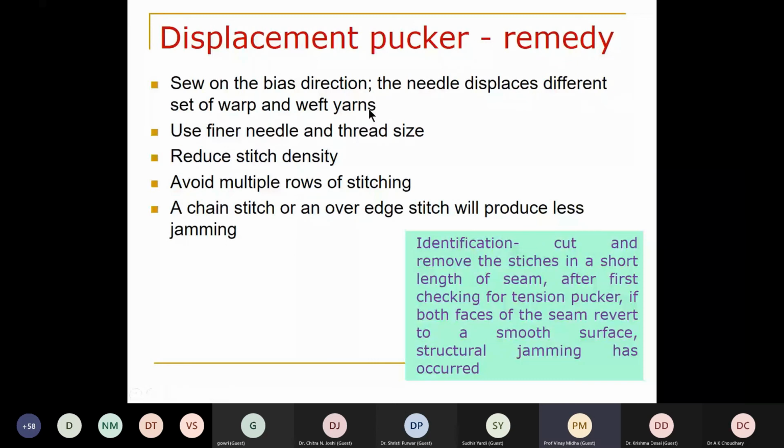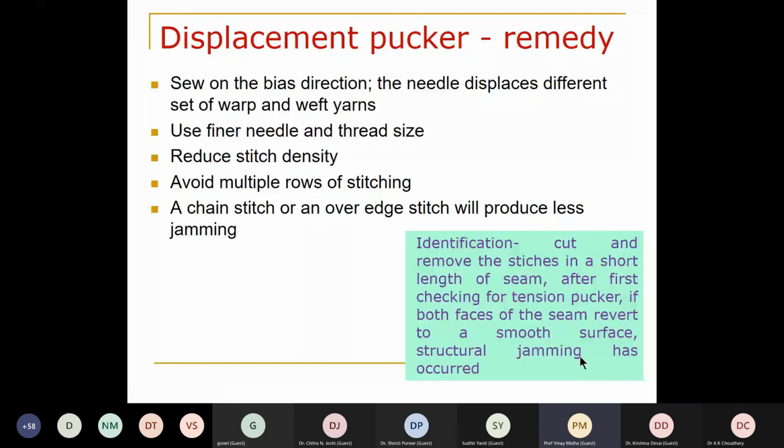Even if after doing everything, we still find that the displacement pucker is occurring, then there is no remedy for that particular fabric. We have to stitch it in the bias direction. Or we can try reducing the stitch density also, or avoid multiple rows of stitching, or the chain stitch or an overhead stitch. They will produce less jamming of this particular type of problem. Then identification can be carried out by cutting and removing the stitches in a short length of the seam. After first checking for the tension pucker, if both the faces of the seam revert to a smooth surface, then structural jamming has taken place.